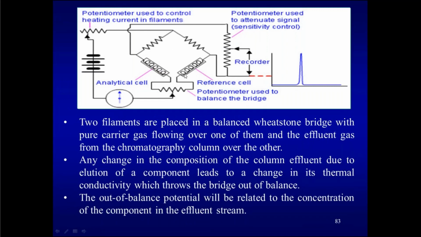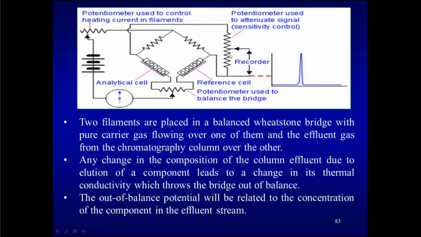This is one arm of the Wheatstone bridge. This is the other arm of the Wheatstone bridge. Now, if these two arms are balanced, that means these are known resistances. So, known resistance and reference cell make up the complete resistance of the right arm, and known resistance and analytical cell resistance make up the left arm resistance. When these two resistances are balanced, then there is no current flowing between these two. So here you have the galvanometer, which will show zero deflection.